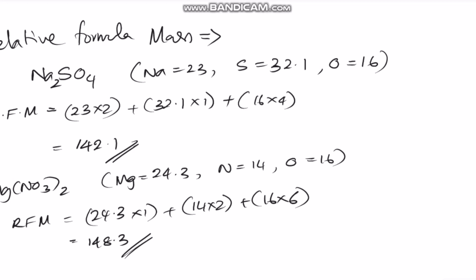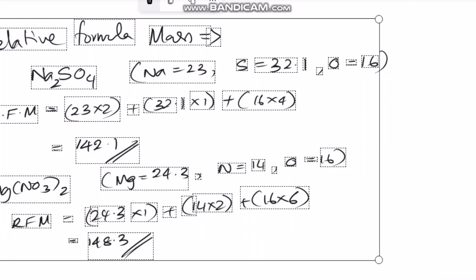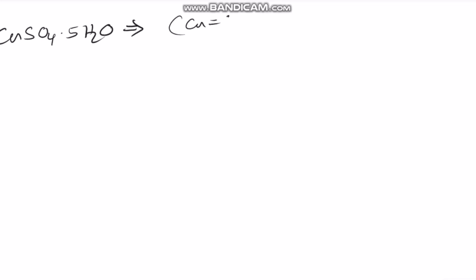Sometimes you can get bigger ones like this. I'll show you. So we'll do a past paper one. Okay, before that, like copper sulfate 5H2O, where copper is 63.5, sulfur is 32.1, oxygen is 16, hydrogen is 1. So how to do this one then? Relative formula mass. It's a very common question in past papers.